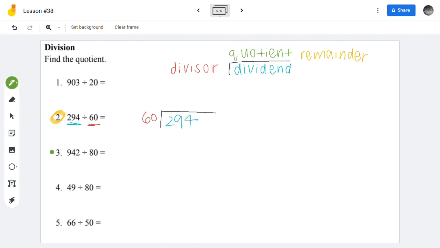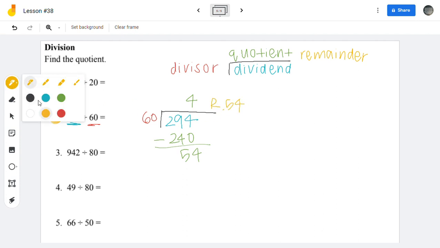So 60, how many times does 60 go into 294? This may take a little bit of time to think, but you'll realize 60 goes into 294 4 times because 60 times 4 is 240. If you subtract these two, you will get 54. And so when you're writing your remainders, you always have to make sure your remainder is less than your divisor. In this case, 54 is less than 60, so a remainder of 54 is valid.